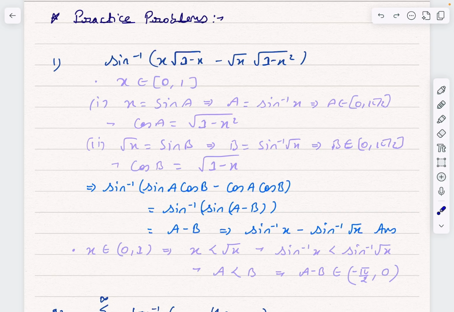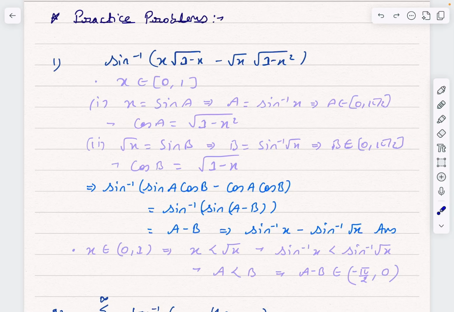What I'll do is I'll take x as sine A. So A will be sine inverse x, and you see x is 0 to 1, so A will lie between 0 to pi by 2. Then cos A will become root of 1 minus x square. Cos A would have been plus minus this thing, but as you can see, A is in the first quadrant, so cos A has to be positive. So cos A will be root of 1 minus x square.